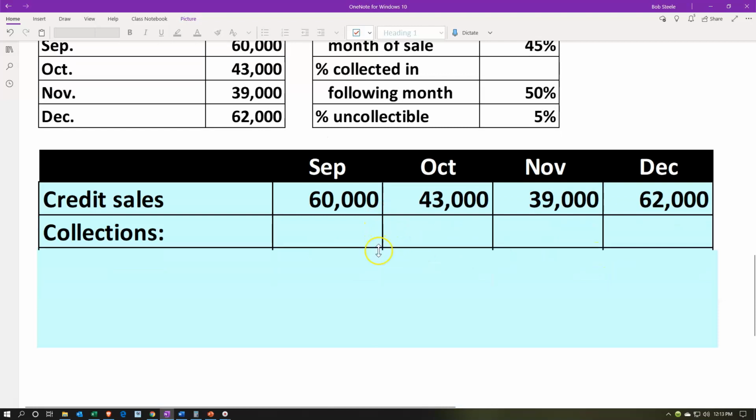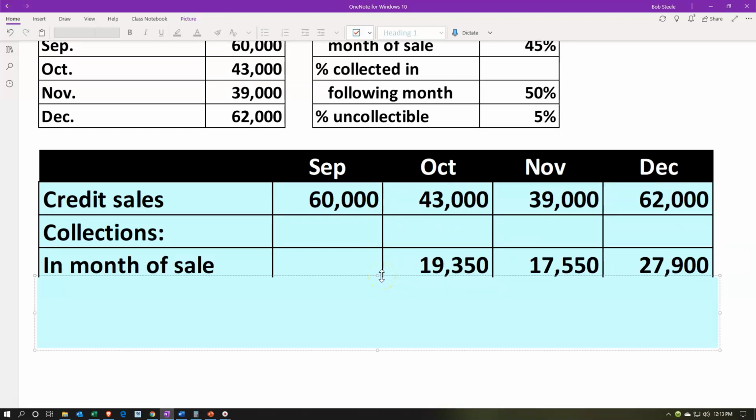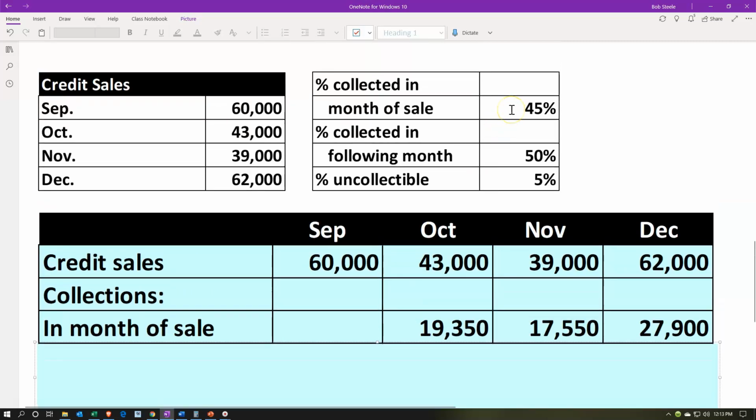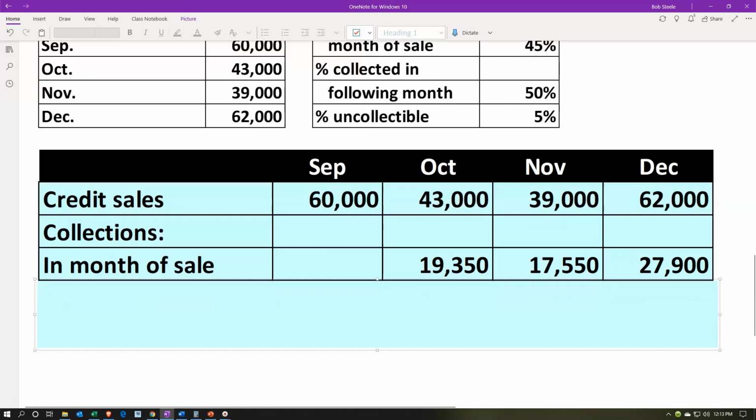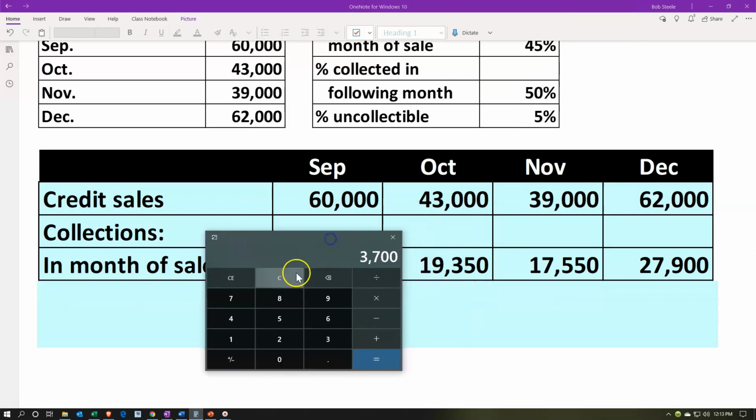Then we're going to think about the collections. That's what we actually want to focus in on here, the cash collections that we're going to have. In the month of sale, we said 45%. So then we're going to say, all right, of the sales that we made on account, they're going through accounts receivable. We've got the 43,000 times 0.45. There's the 19,350. We've got the 39,000 times 0.45, 45%. There's the 17,550, and obviously the 62,000 times the 0.45 is the 27.9.